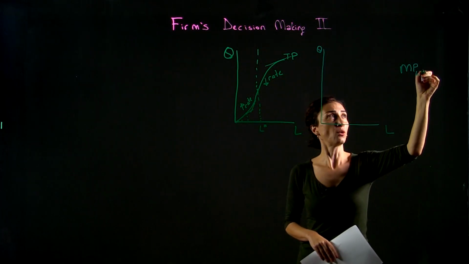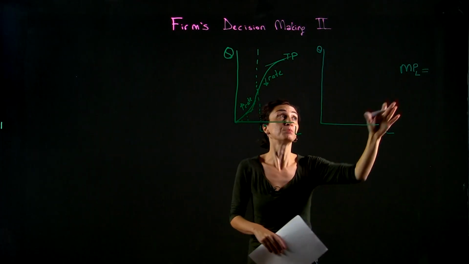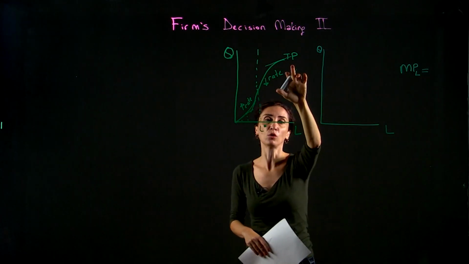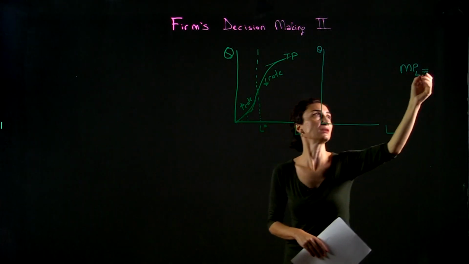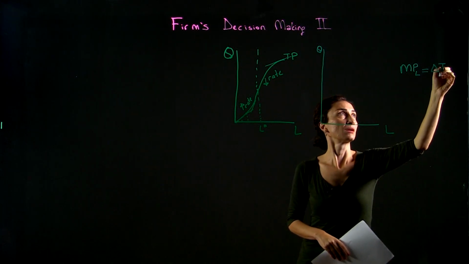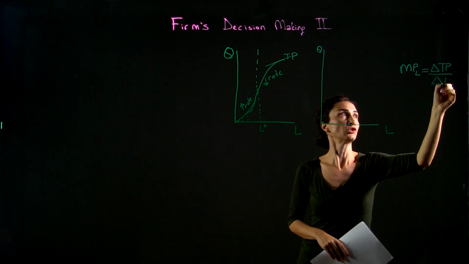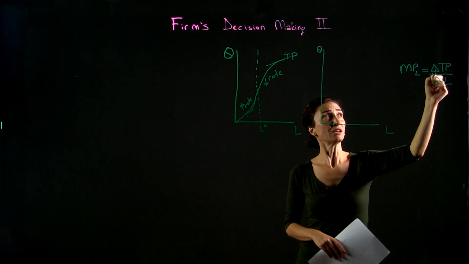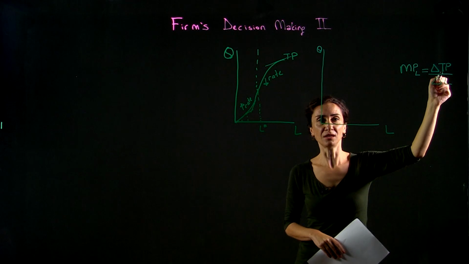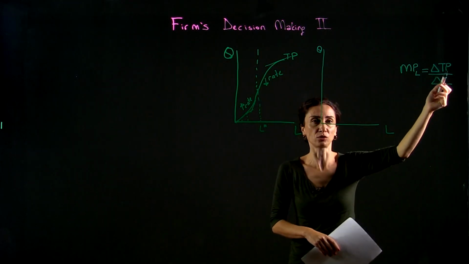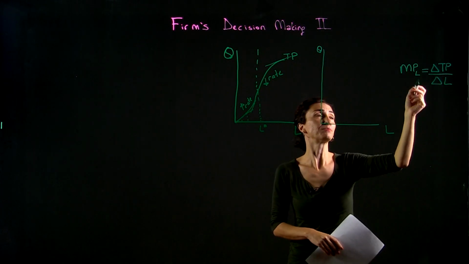This is, by definition actually, the derivative of total product. Right? Change in total product divided by change in labor. You can use quantity here, sorry, the letter Q here as well as total product if you wish, right?